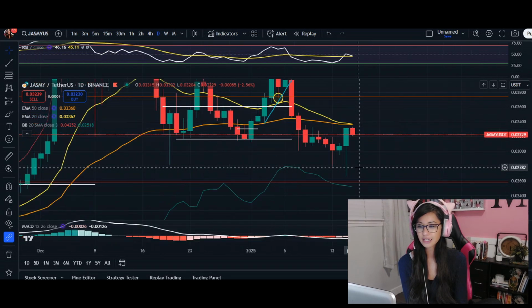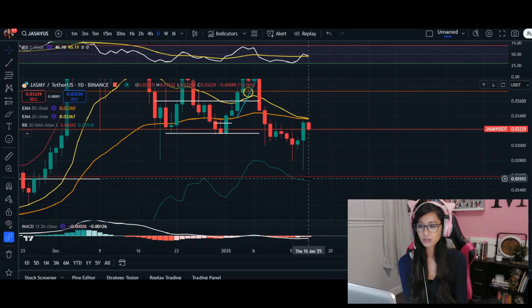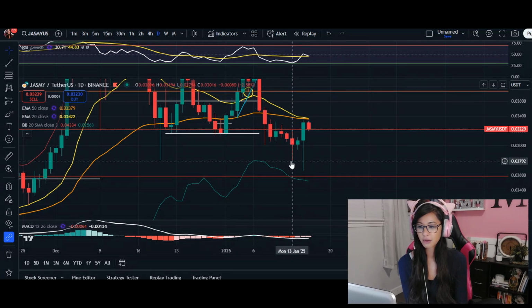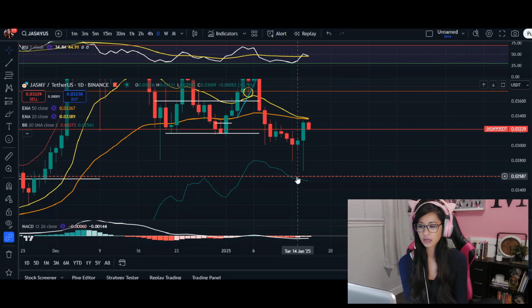On the downside here, we may see a flip closer to the bottom of our Bollinger Band, where these wicks at the very bottom are found at 0.027. And then our next target will be essentially around 0.025.